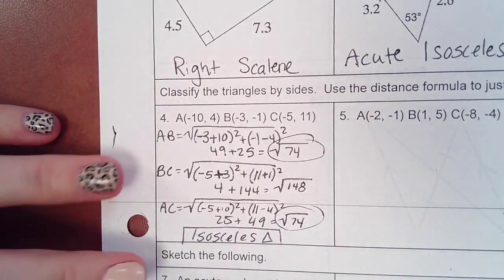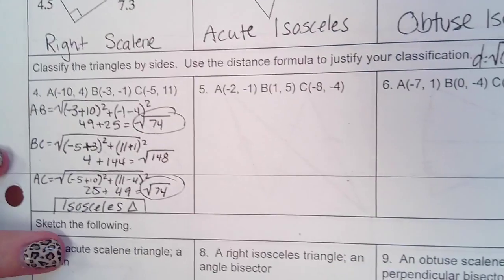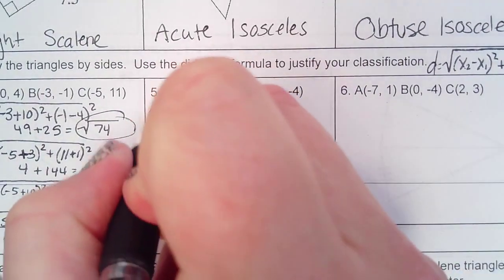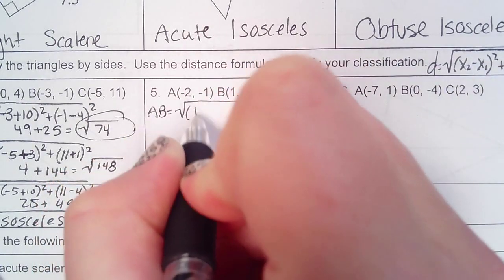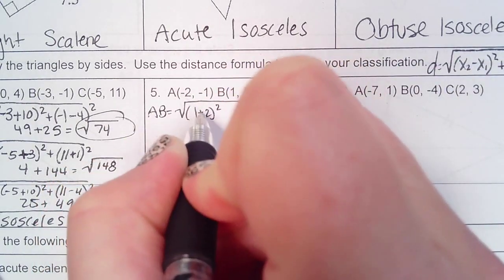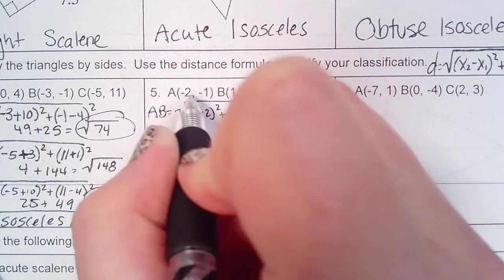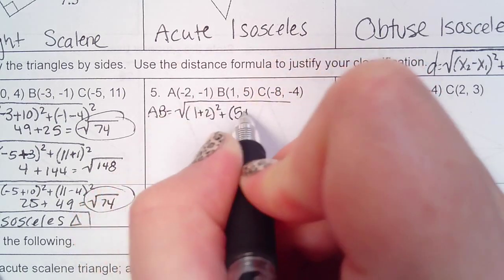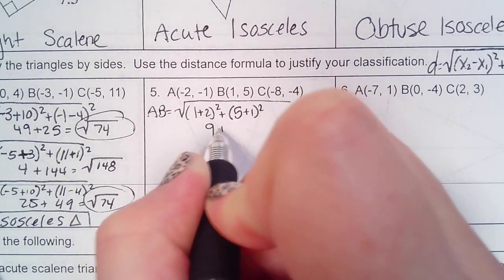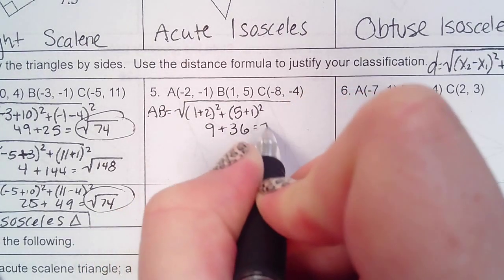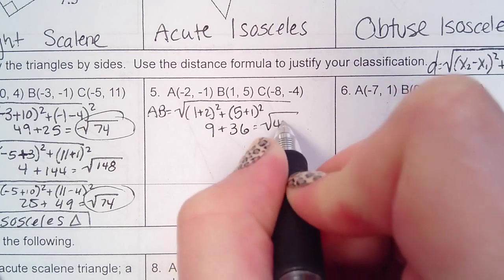We'll do the same process for 5 and 6. I encourage you to pause and try on your own. So for AB, got 1 minus -2, so 1 plus 2 squared plus 5 minus -1, so 5 plus 1 squared. So this is 3 squared, which is 9, plus 6 squared, which is 36. So this is square root of 45.